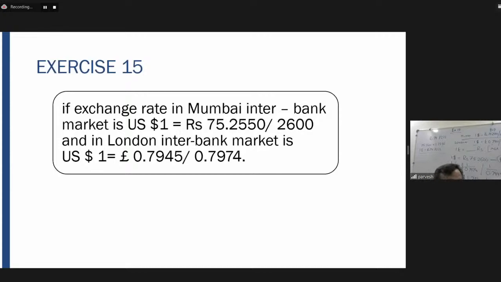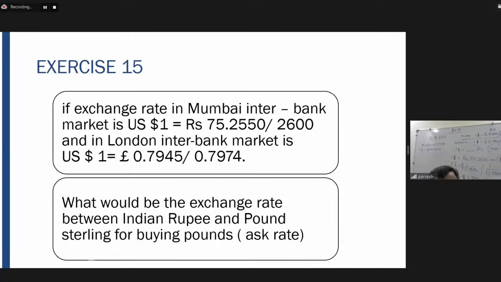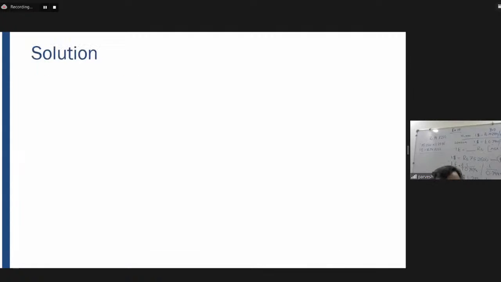So the question is that if the exchange rate in Mumbai interbank market is US dollar 1 is equal to 75.2550/2600. So these are the bid and ask rates given in terms of dollars. And then in London interbank market, the dollar is given in terms of pounds. So the question says, what would be the exchange rate between Indian rupee and pound for buying pounds? So somebody wants to buy pounds. So that means we have to look for the ask rate, which is the bank selling rate. For the customer, the buying rate will be the ask rate of the bank. This must be known to you before we solve the question.